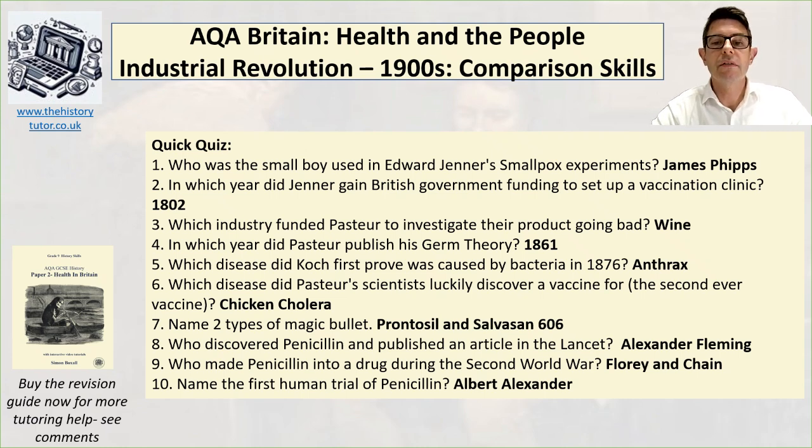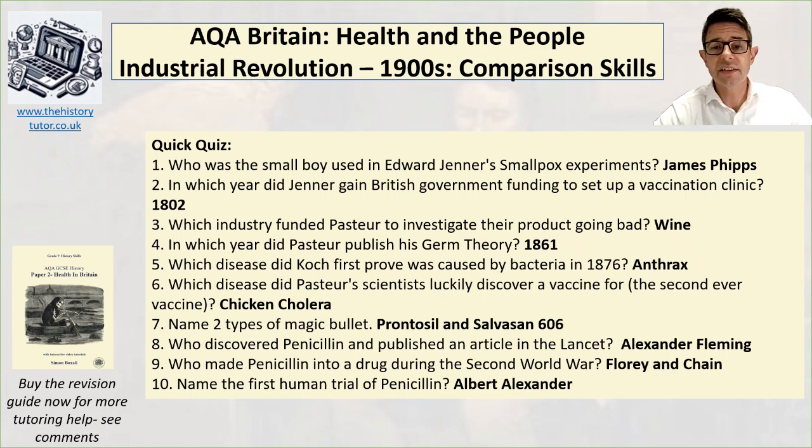Which disease did Koch first prove was caused by bacteria? That's anthrax. Koch was working in the countryside and realised that anthrax was a major killer of animals, and he investigated why. He found dead bodies of animals, extracted what he thought might be the bacteria, grew it and injected the mice, and found that, lo and behold, yes, this was the bacteria causing disease, and proved that bacteria was indeed the cause of disease.